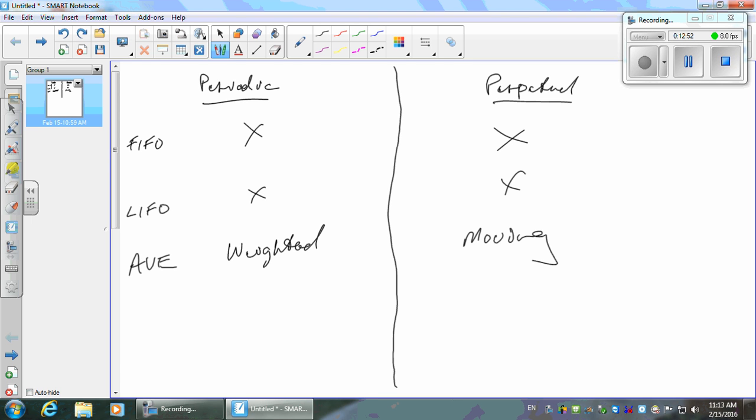Why do I want you to be able to do all 6 of these? Periodic FIFO, LIFO, average, and perpetual FIFO, LIFO, average, because companies use them. It makes a difference in their inventory, and therefore their cost of inventory on the balance sheet, therefore their cost of goods sold, which makes a difference in net income, which makes a difference in equity. So you need to know what a company is using so you can evaluate one company relative to another. Really useful. Also, you're going to be making choices yourself about which methods to use and why.